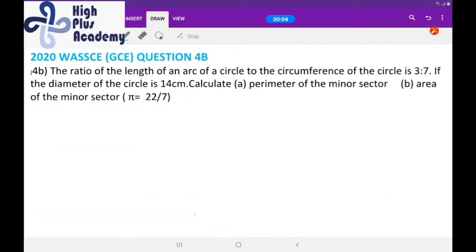We started solving questions from WAEC 2020, the GCE series questions. Now we are in question 4B.